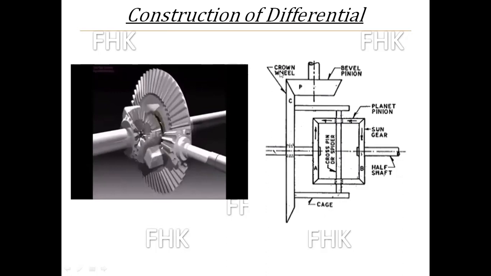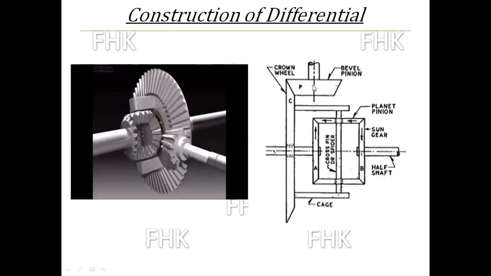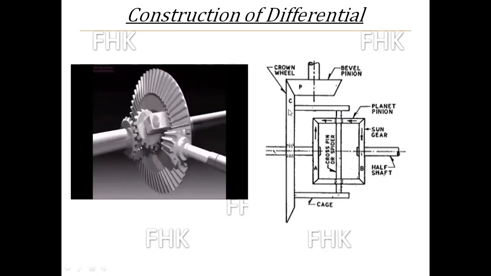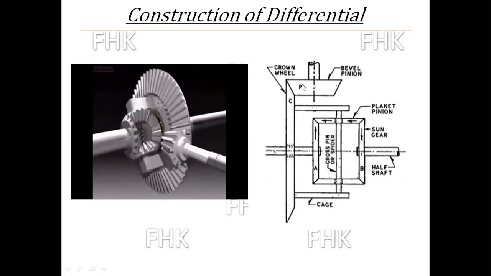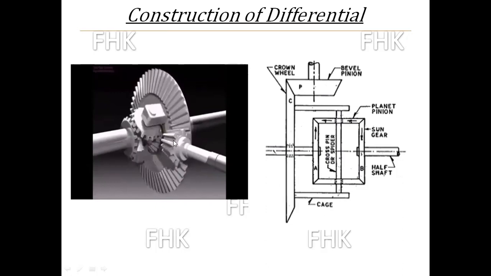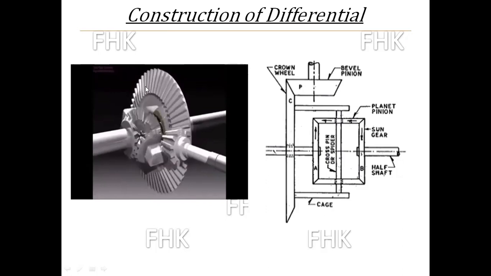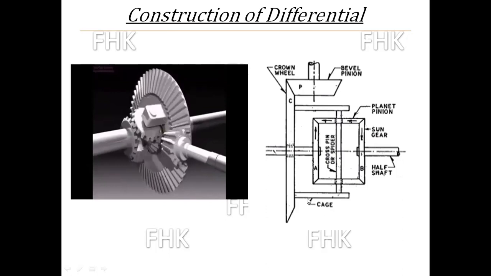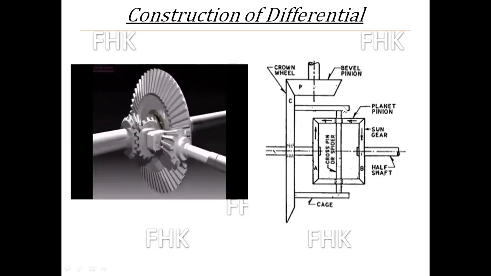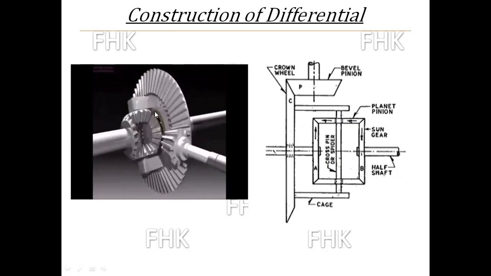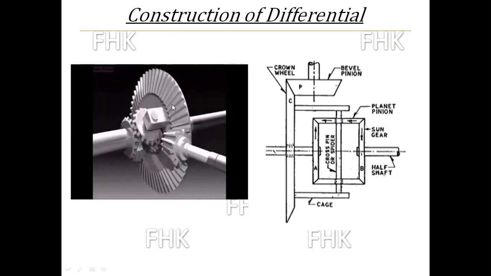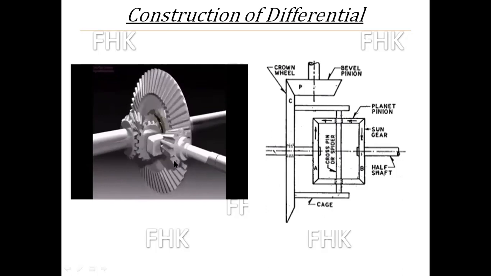Crown wheel. Motion is given from the engine to that bevel crown wheel through that bevel pinion. This bevel pinion, and this bigger size wheel is called the crown wheel. To that crown wheel, the cage is mounted, and this cage is fabricated on the bevel or crown wheel.